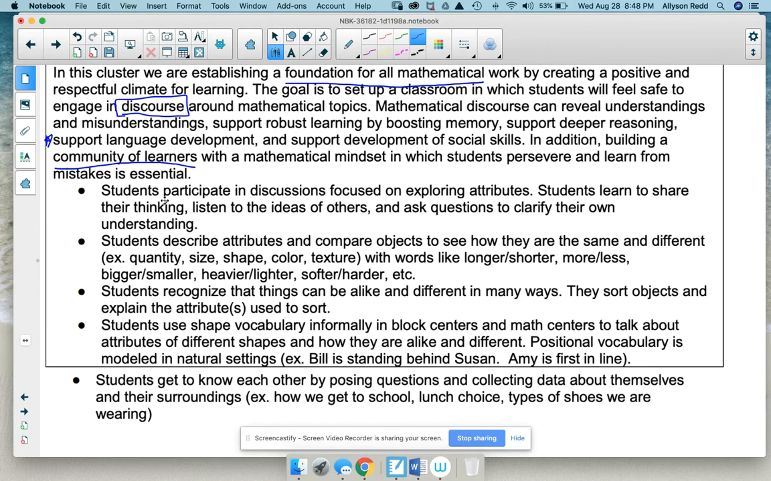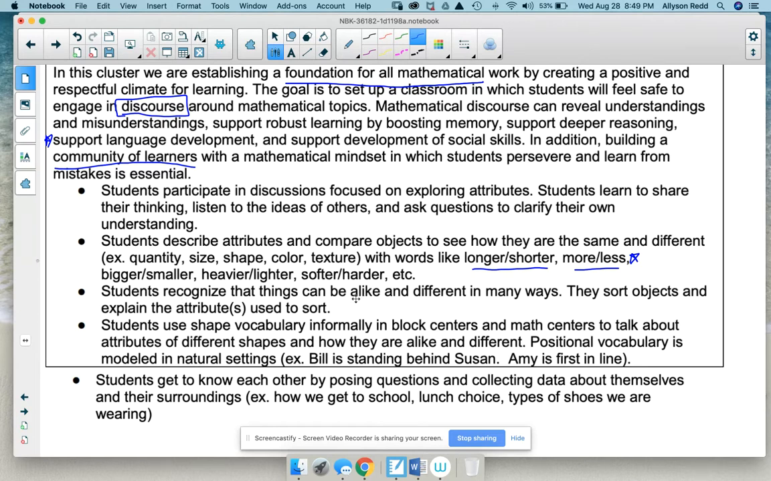Okay, so again, we're going to talk about exploring attributes of shapes. Also looking at describing those attributes, comparing objects, using words like longer, shorter, more or less, bigger or smaller, heavier or lighter, softer or harder. Just to talk about this more or less, we don't really care right now if they're talking about numbers or quantity. If they are, great. If not, don't push them in that direction yet.